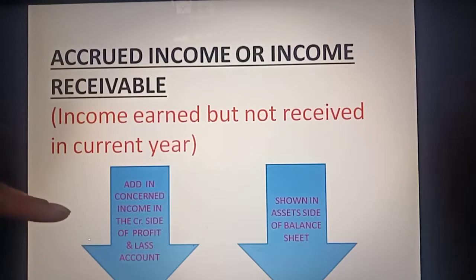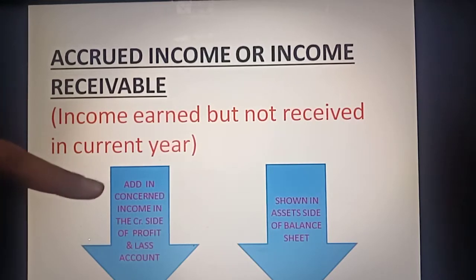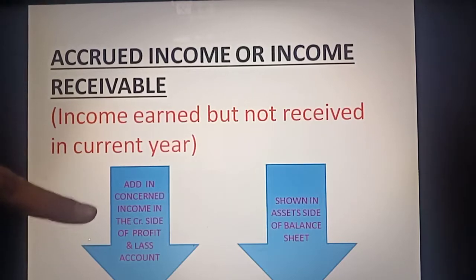The treatment of accrued income in final account will be: first, such income on one hand will be shown on the credit side of profit and loss account, and on the other hand it will be shown on the asset side of balance sheet because the amount is yet to be received, means you will receive that amount in future. See, add in the concerned income in the credit side of profit and loss account and show in the asset side of balance sheet. These are the two treatments of accrued income in final account.